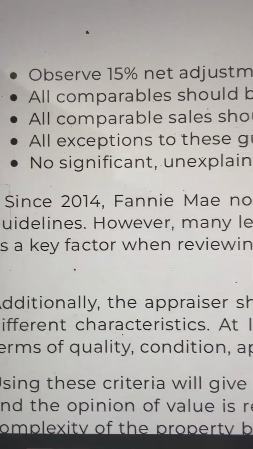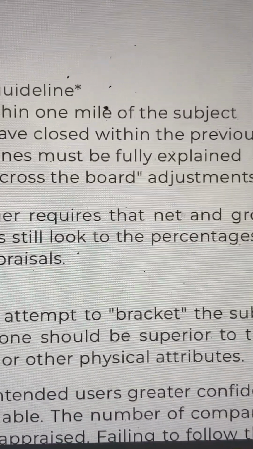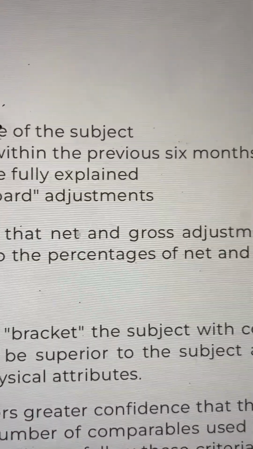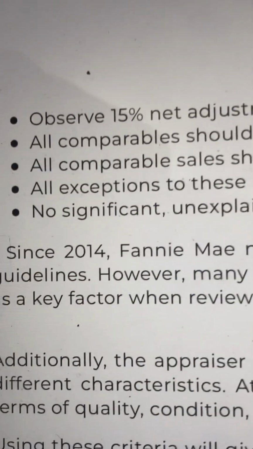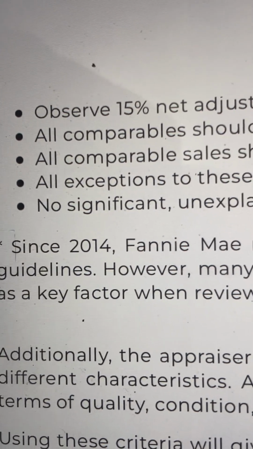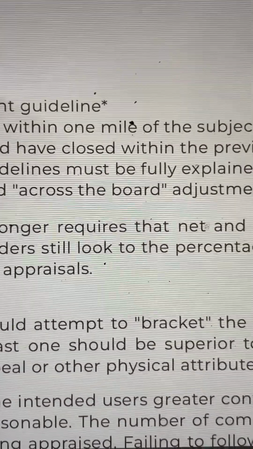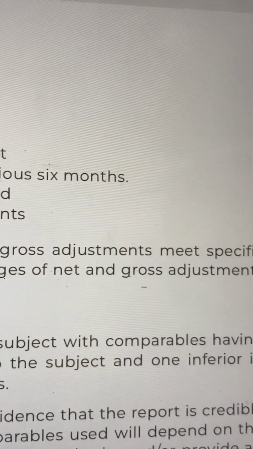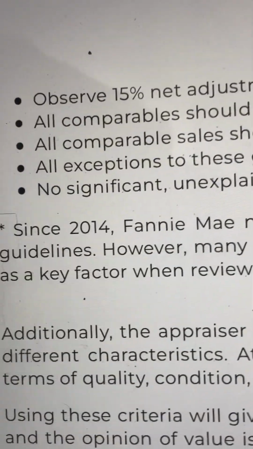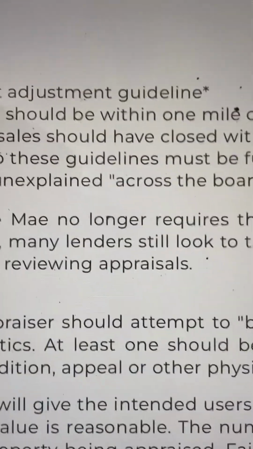Since 2014, Fannie Mae no longer requires that net and gross adjustments meet specific guidelines. However, many lenders still look to the percentages of net and gross adjustments as a key factor when reviewing appraisals.